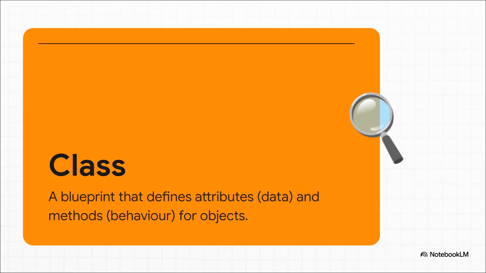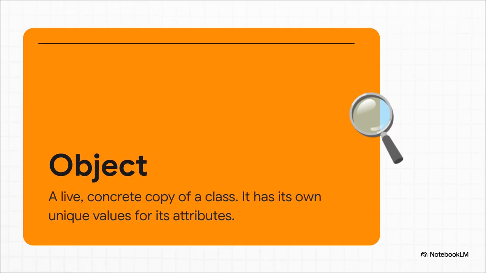It's just the plan. So if the class is the blueprint, then an object is the actual house you build from it. And you can build tons of houses from that one blueprint. My house might have blue walls, your house could have green walls. They have the same structure, but their specific data, their attributes, are totally unique.